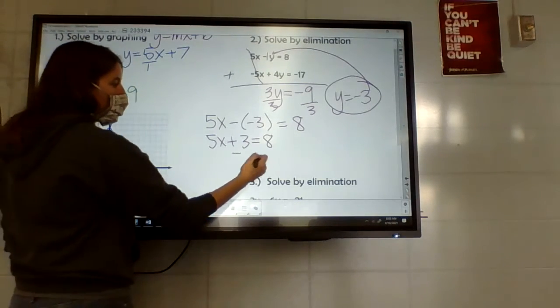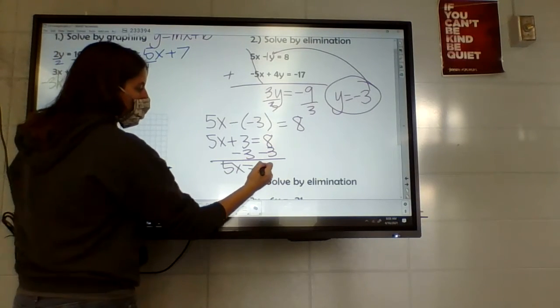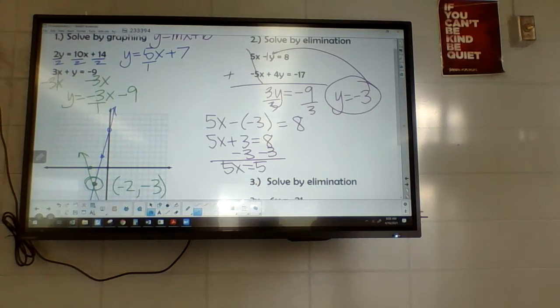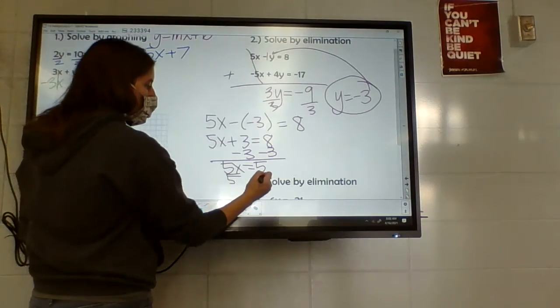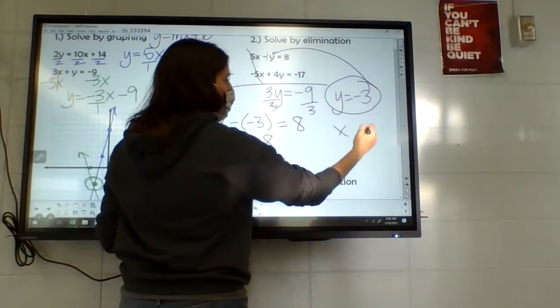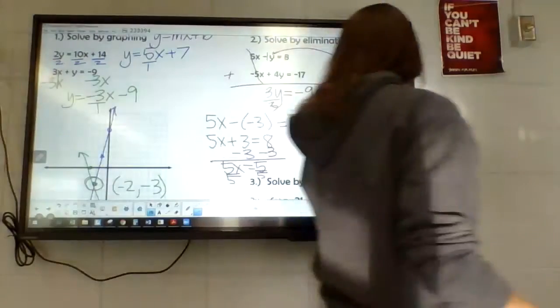So move that 3 over. And then we'll divide by 5. And we find out x equals 1. Right. So that's our elimination one there.